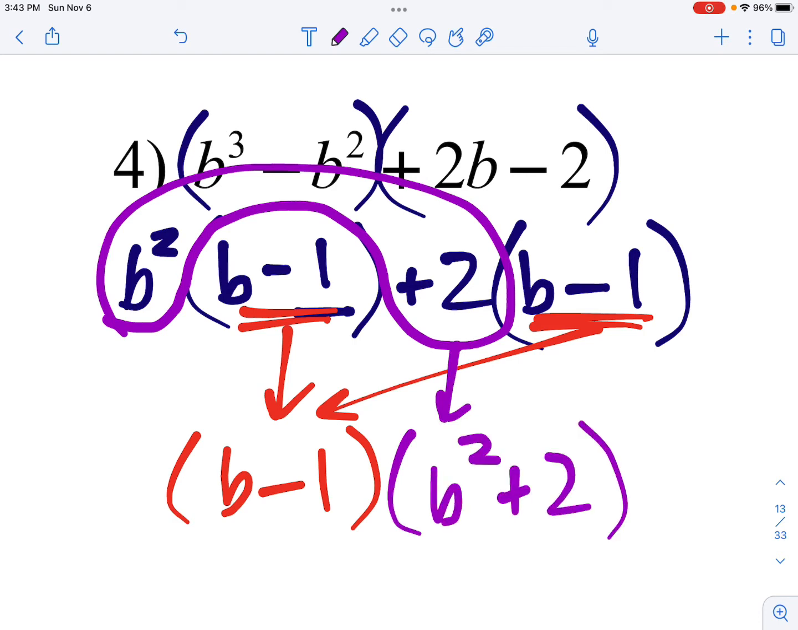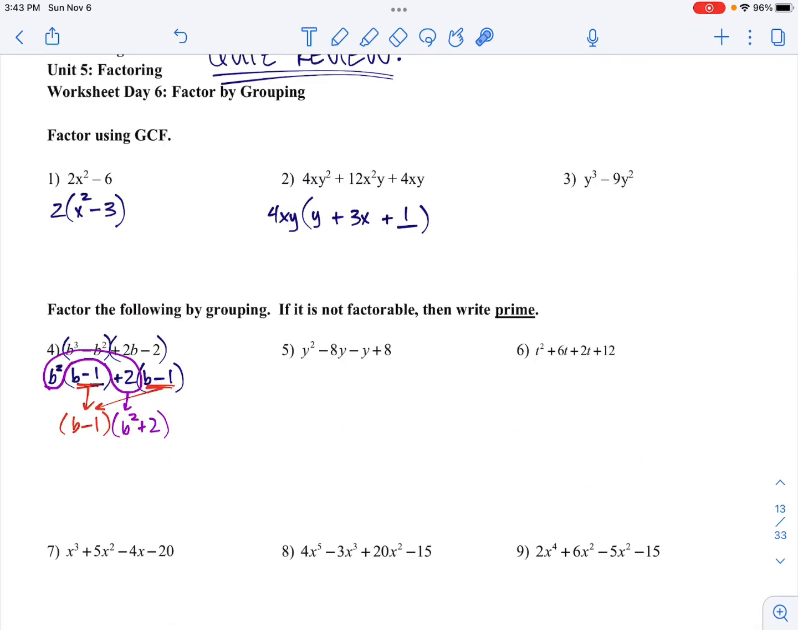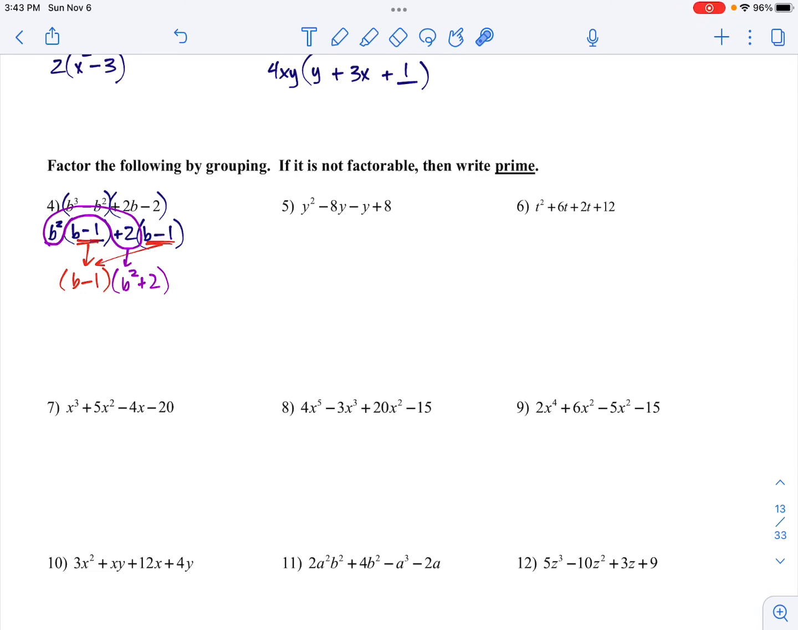Let me do one more to make sure that you get it. This is our final answer. You leave it in the 2 parentheses like that. Let me try maybe a little harder one. How about this one?